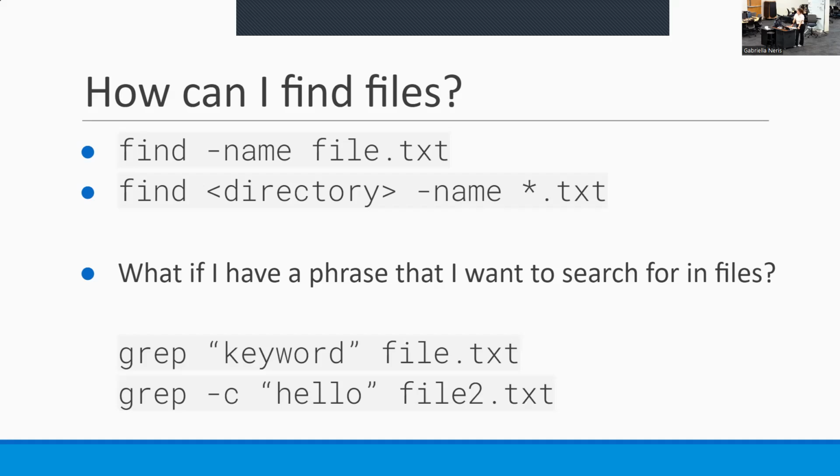If you want to do grep -c with the word hello in file2.txt, it's going to count how many times hello appears in that text file. So the grep command is sort of like Control F, but it has a lot more functionality.